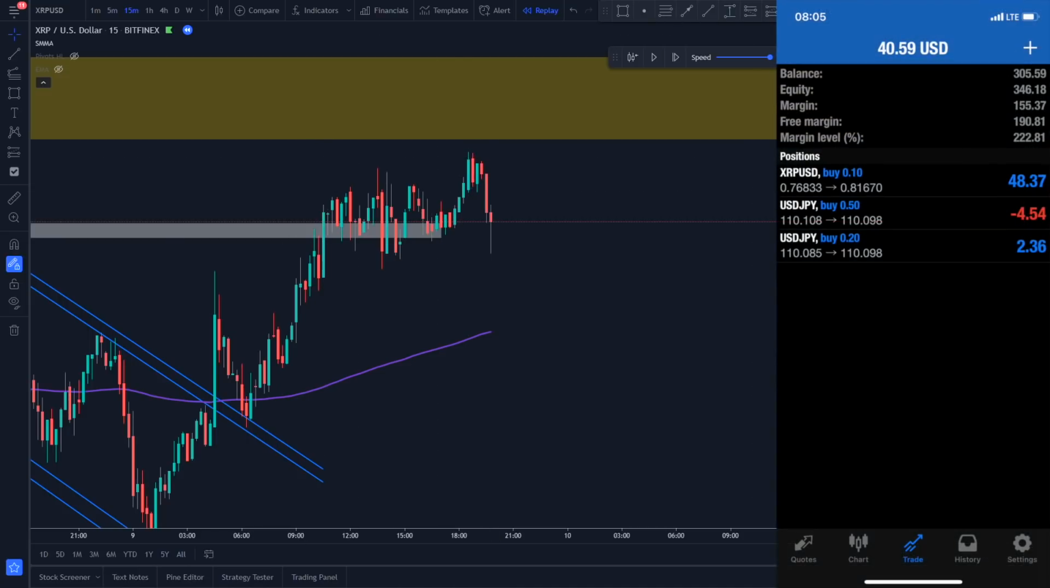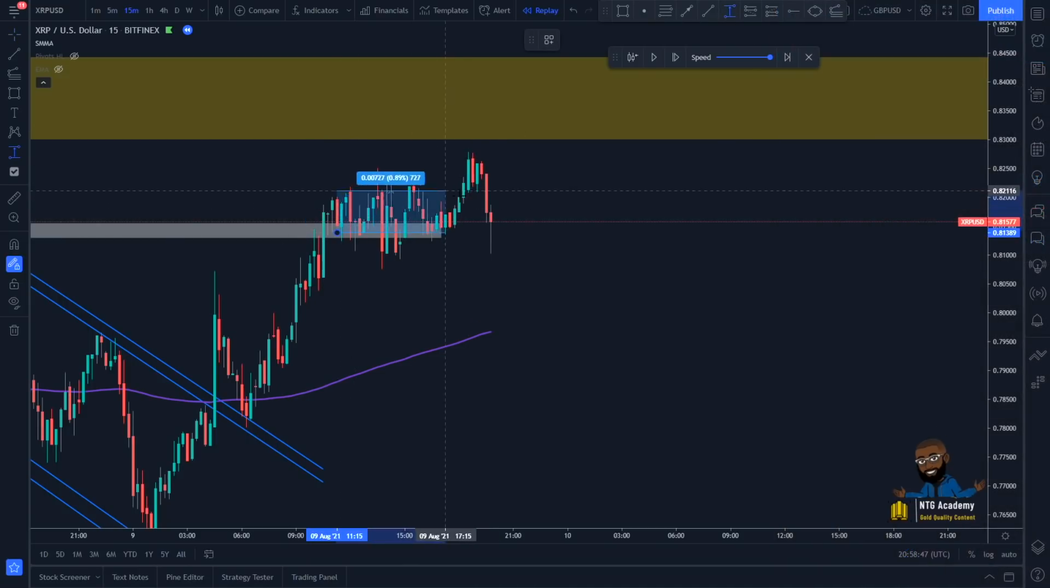So you want to be very careful when you're taking these multiple trades and when you're scaling in. I was in and out. I did not hold this for long. I scalped it real quick for about 10 pips and I was in and out.